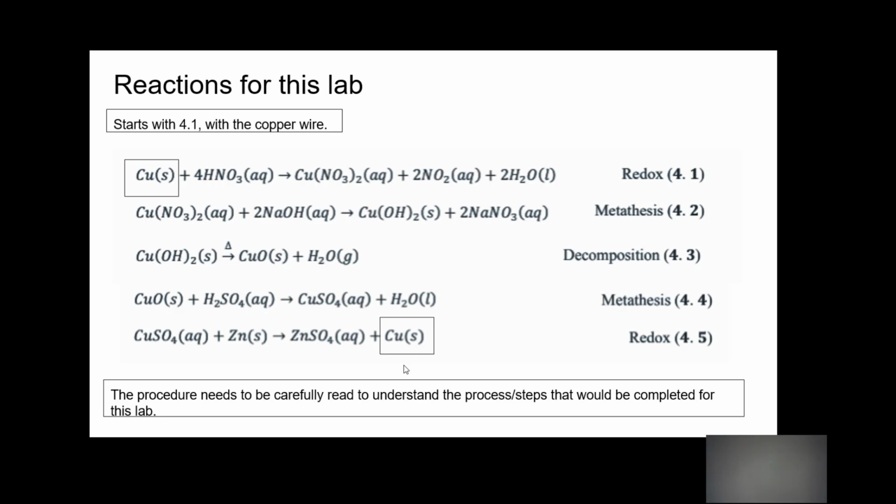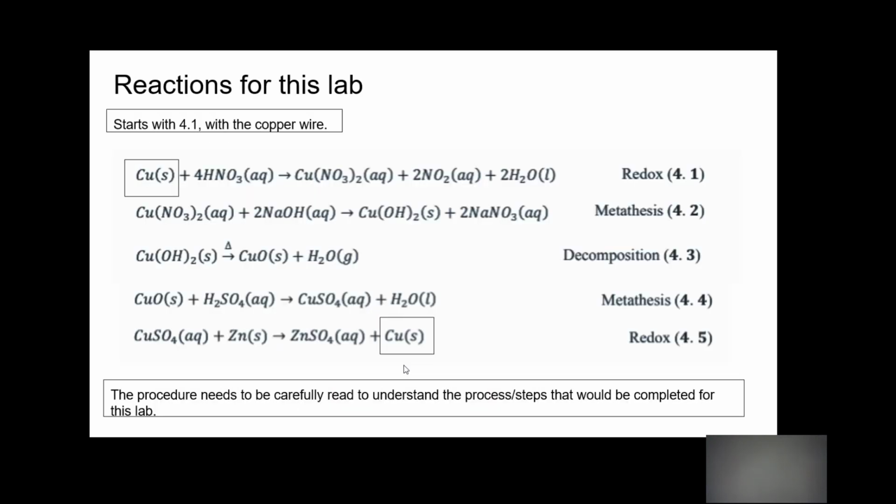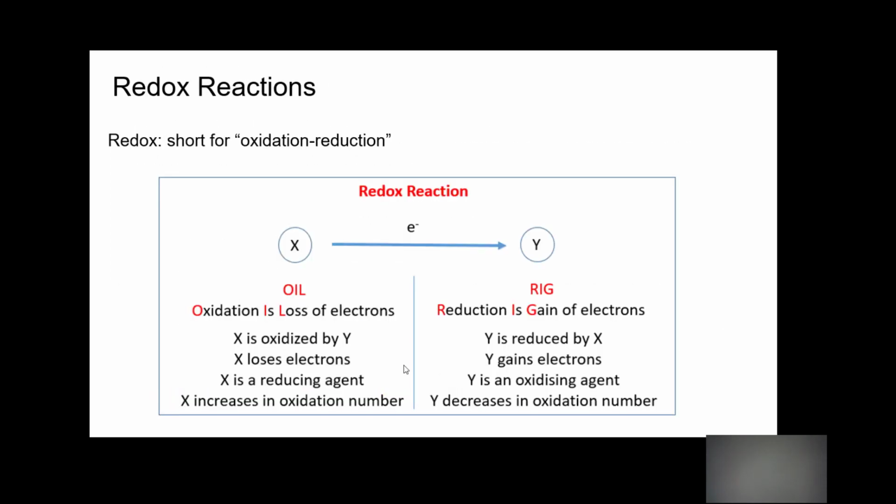I don't know why I never say it that way, and now I am. Metathesis, a decomposition, and a redox again. If you were to work these out, you would see how the electrons are being transferred to one substance from another. There are stable products that form from this: a precipitate, a gas, and a stable molecule. So if you take a look here, you can see that there are certain things happening during the metathesis that match exactly what is listed here.